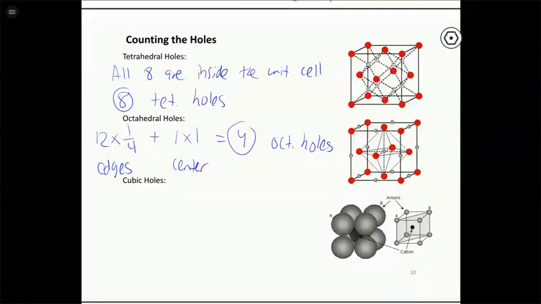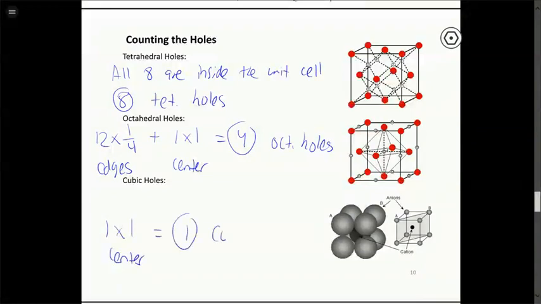And then finally for cubic holes, this one's pretty trivial because we just have one cubic hole and it's in the center. So that means there's going to be 1 ion that can fit into a cubic hole. Alright, so those are the relative numbers of each hole in a single unit cell. So there's 8 tetrahedral holes per unit cell, 4 octahedral holes per unit cell, and if we go to the simple cubic structure, there's 1 cubic hole per unit cell.